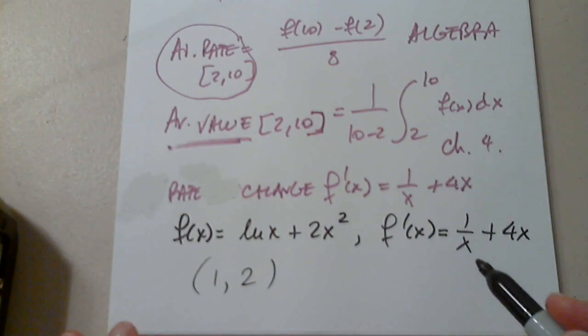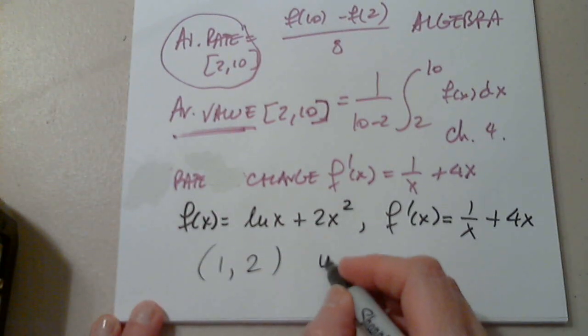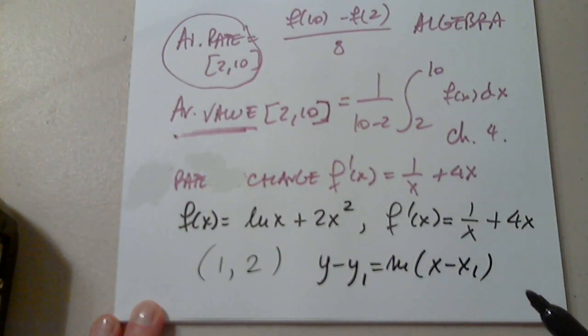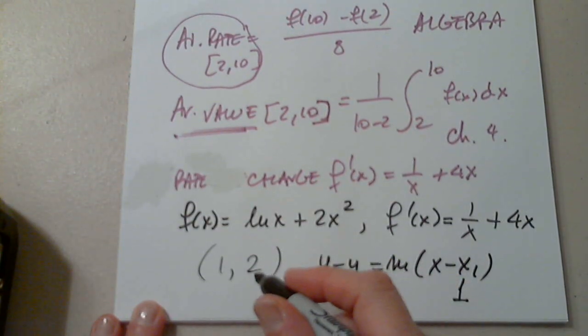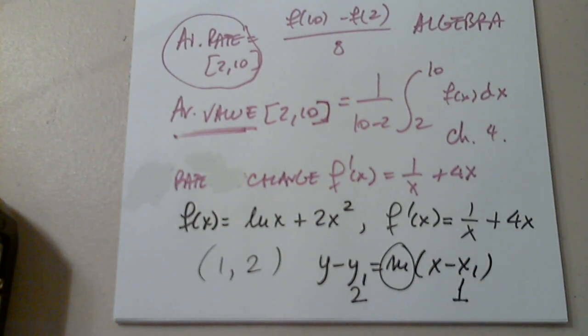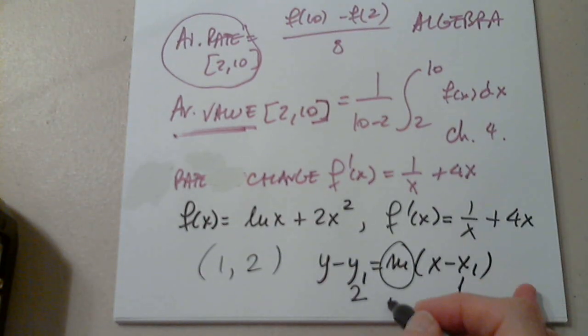In order to find the equation of the tangent line, you have to write y minus y1 equals the slope times x minus x1, where x1 is 1 and y1 is 2. But you have to determine the slope. This is very simple because you already have f prime. All you have to do is plug in 1. 1 over 1 is 1. 1 plus 4 is 5. So this is it.